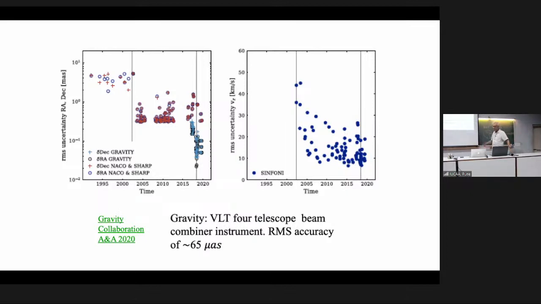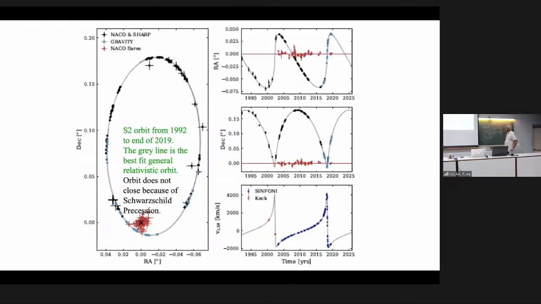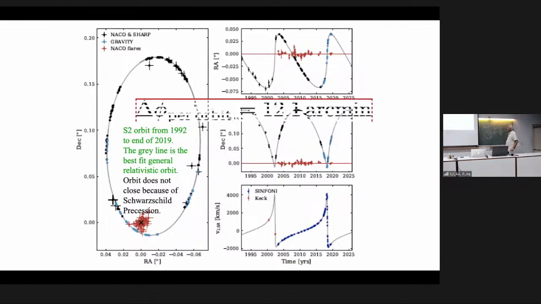They learned how to combine the light from the four in a given instrument. It's called the GRAVITY experiment. So here it is, four telescopes that gave a combined accuracy of 65 microarcseconds. That is the accuracy with which you could determine the position. So when you did that, and so this was in when is it?